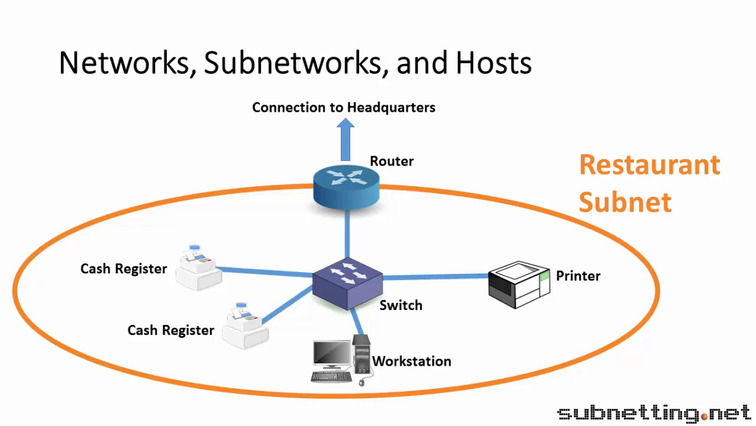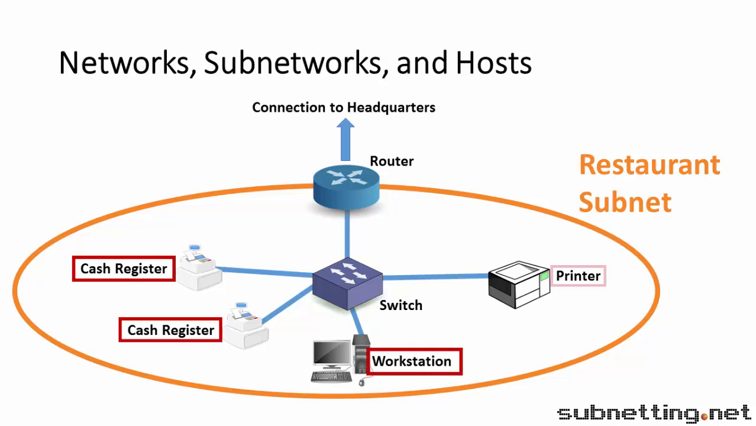Inside of our restaurant subnet, there are 5 devices that need to have their own IP address. Can you name the 5 devices? They are the 2 cash registers, the workstation, the printer, and the router, not the switch. Remember that the router connects 2 or more networks, and in this case the router is in both the restaurant subnet and the main company network. So the router actually has 2 IP addresses, one for each of the networks it is connecting together.